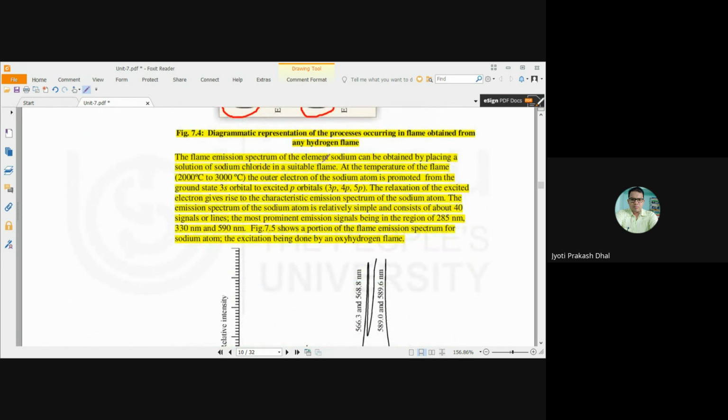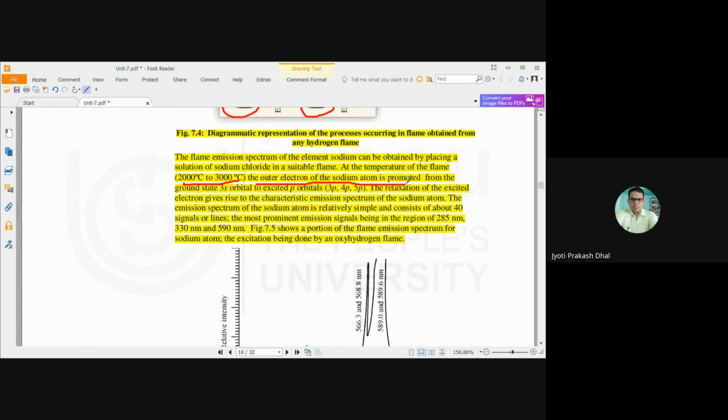The flame emission spectrum of the element sodium can be obtained by placing a solution of sodium chloride in a suitable flame. Suppose we want to do the flame emission spectrum of sodium. The temperature of the flame should be 2000 to 3000 degrees Celsius.